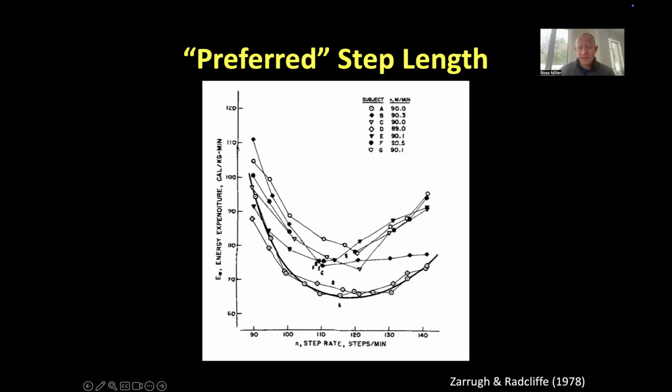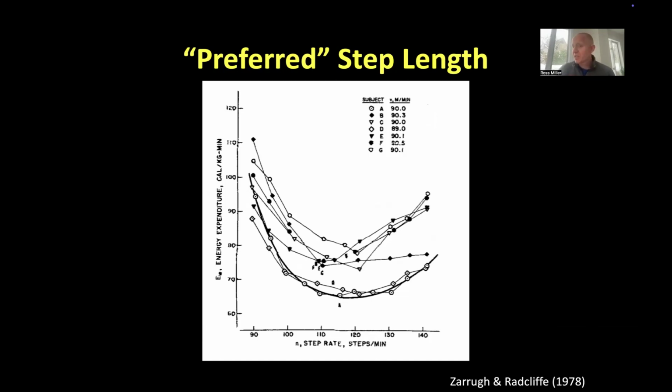Okay. Again, they found this characteristic U-shaped relationship where there's some rate of steps or stride rate or cadence, whatever you want to think of it as, in the middle that minimizes energy cost of walking. If you take shorter, choppier steps, energy cost went up. If you took longer, slower steps, energy cost went up.